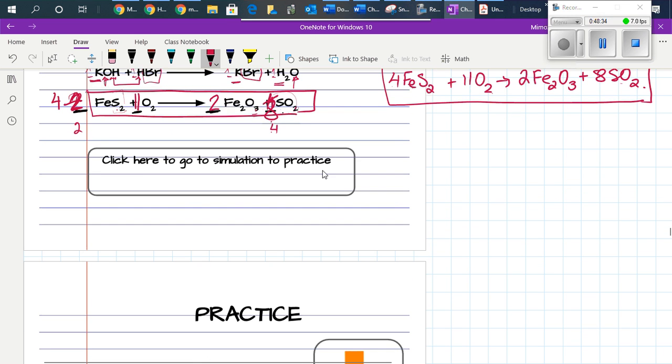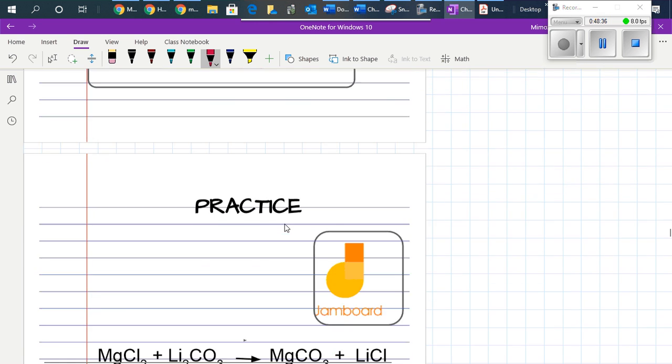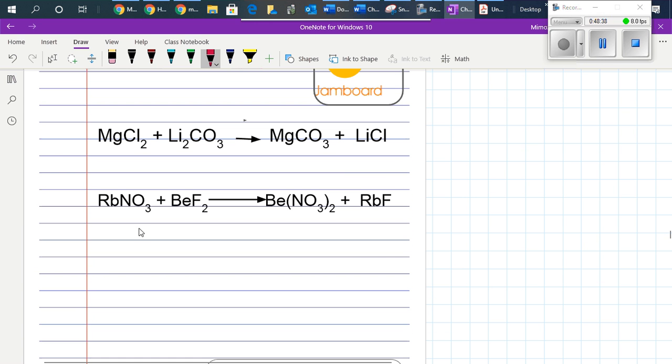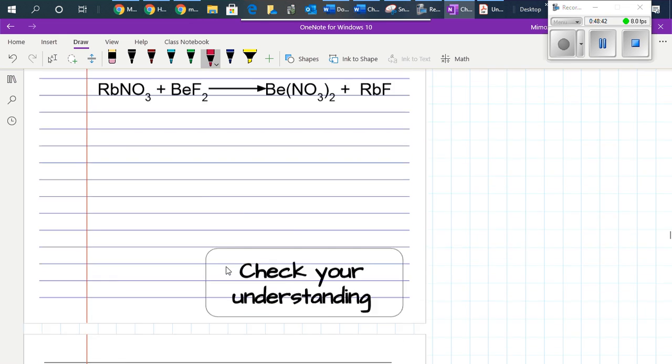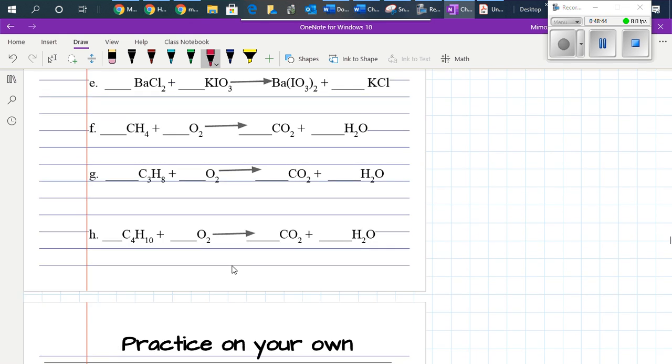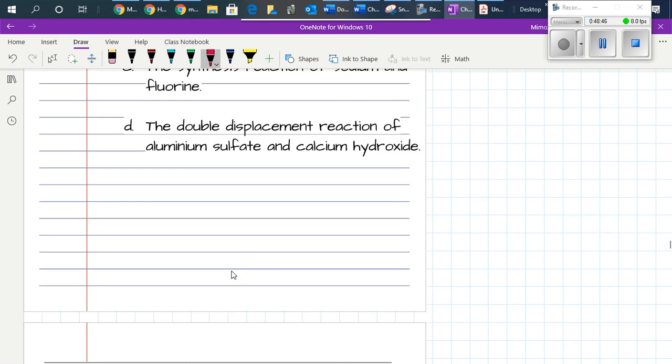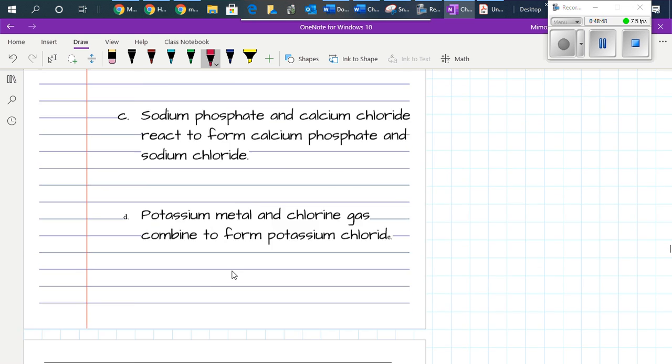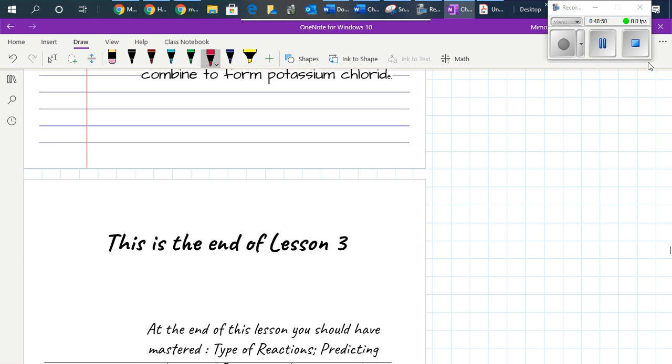After this example, you can click on the simulation to practice, or you can practice on the questions that are here. And this is the end of the lesson.